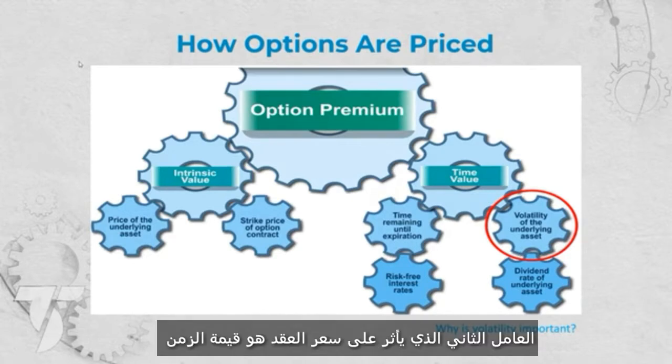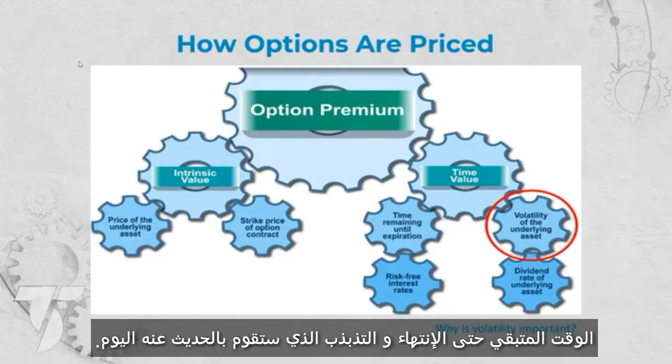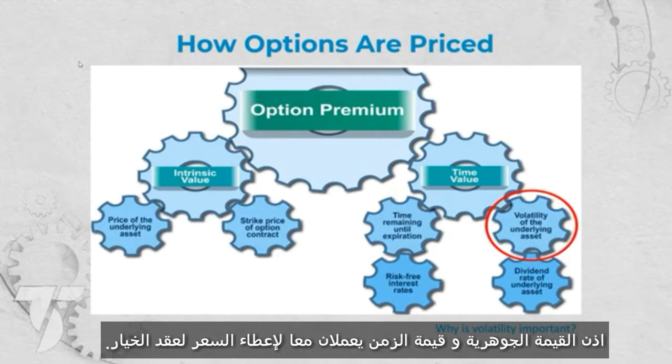But the second part of the option price is time value, which is primarily made up of two key elements. Obviously, the time until expiration is a key element, and then volatility, which we're talking about today, is also one of the key factors in your time value.